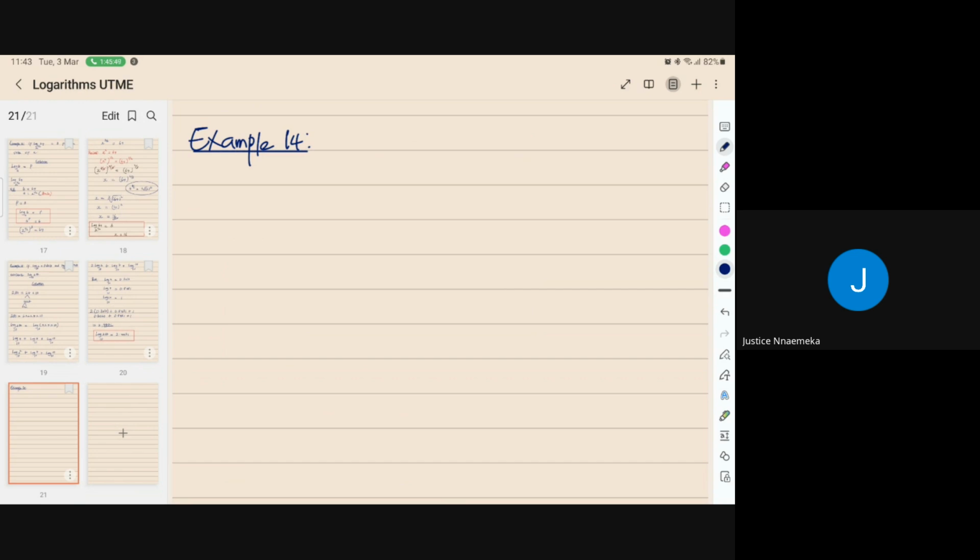So example 14 says that we should simplify. That's a past question, this is 2021. So simplify 2 log 2 over 5 minus log 72 over 125 plus log 9. So 2 log 2 over 5 minus log 72 over 125 plus log 9, right?